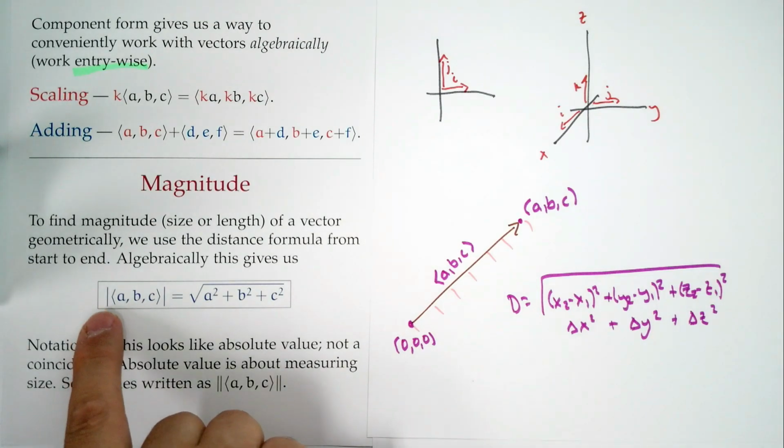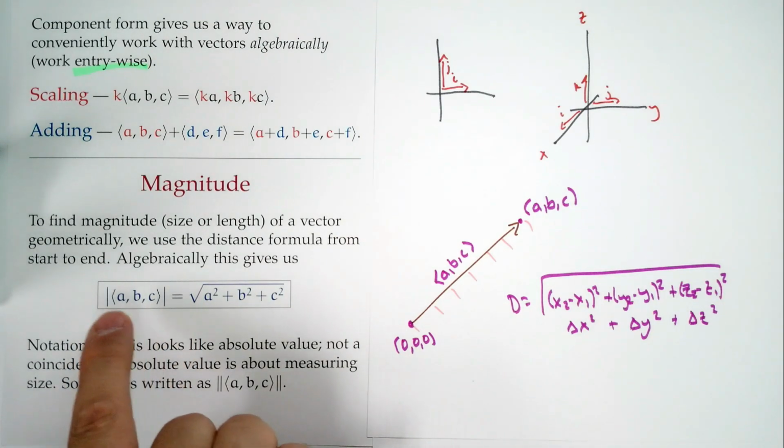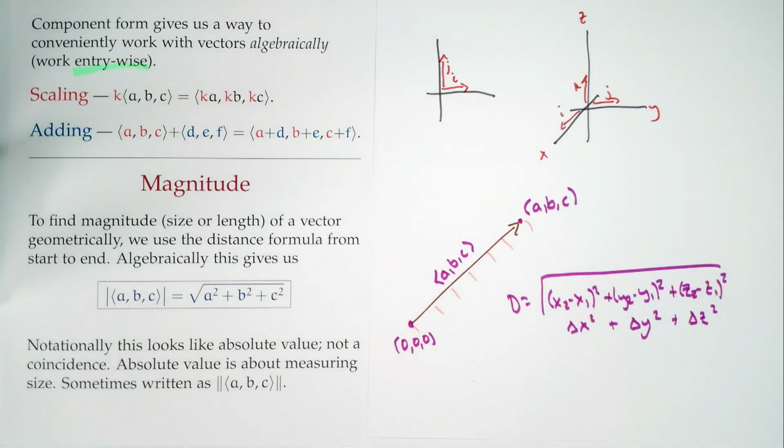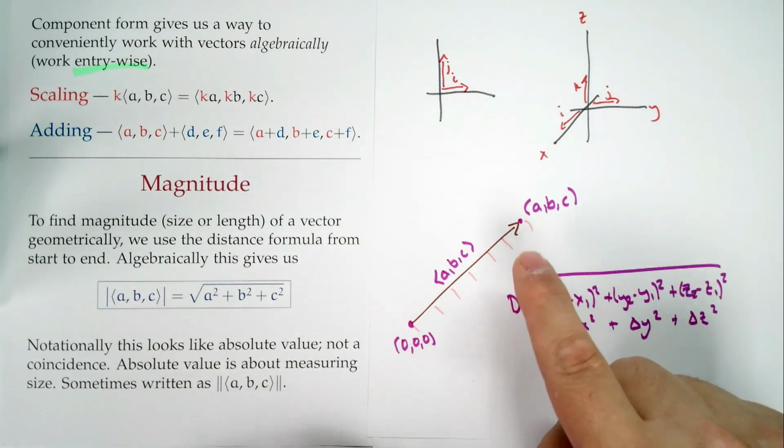Now, a little comment here. You might notice our notation looks really familiar. It looks a lot like an absolute value sign. That's not a coincidence. It looks a lot like an absolute value sign because absolute value has always been about measuring size. And here we're trying to measure the size of the vector.